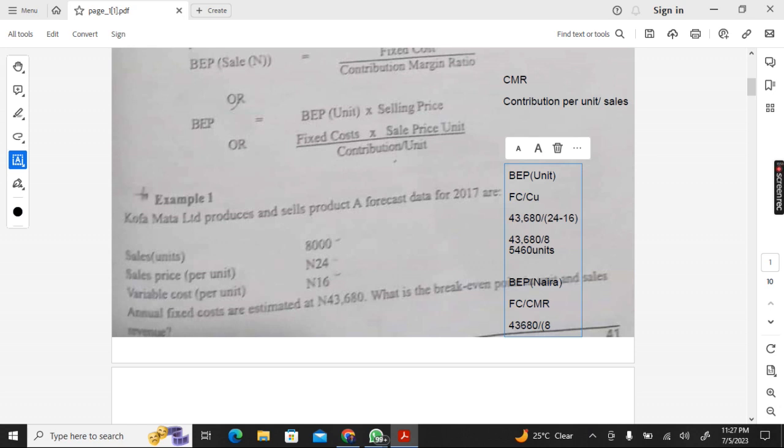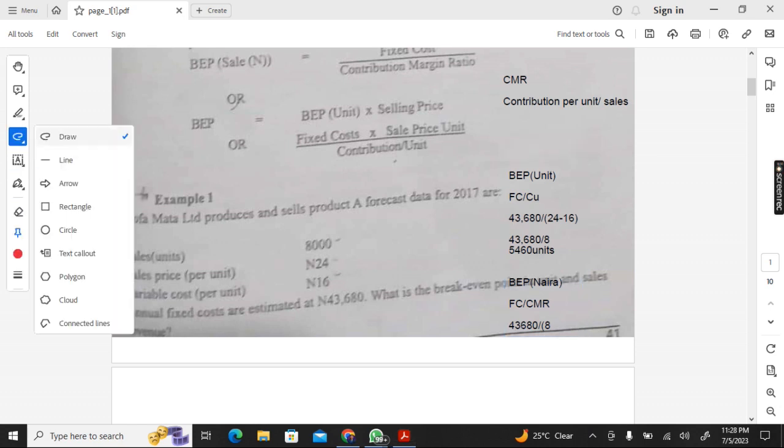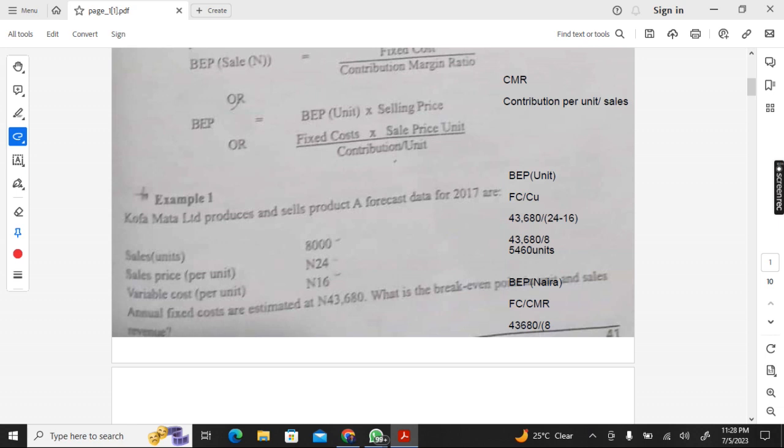But now we want to do contribution margin ratio. So that means we divide what? Contribution per unit divided by sales. Is that 8,000 divided by 8? No, it's not 8,000. Sales price per unit is 24. Contribution per unit divided by sales. Our contribution per unit is 8 naira. So the sales is this.